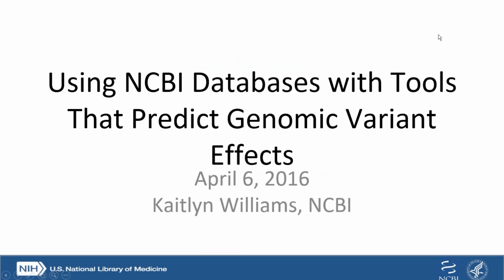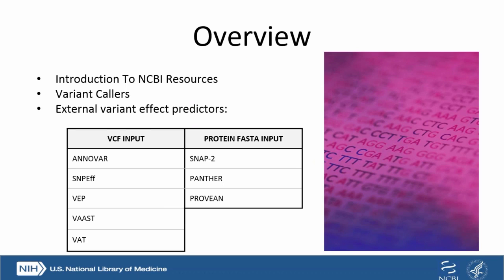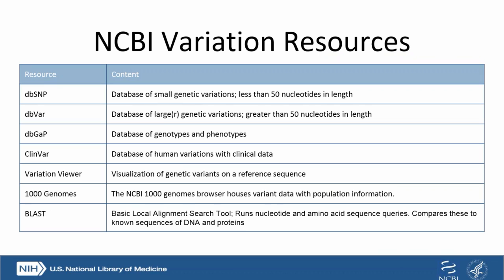All right, hi. So as Ben said, I'm Caitlin Williams, and I will be going over this webinar with you today. Here's just a quick overview of what we're going to cover. We'll start off with an introduction to some of our resources, some variant callers that you might be interested in, and then we'll get into going over using NCBI databases with our tools. So we'll start off with tools that take VCF input, and that'll be ANNOVAR, SNPEff, VEP, VAAST, and VAT. And then we'll go into a couple of tools that use protein FASTA input, and those are SNAP2, Panther, and PROVEAN.